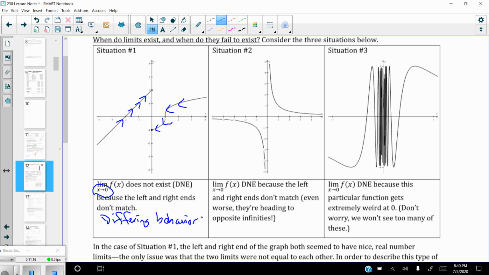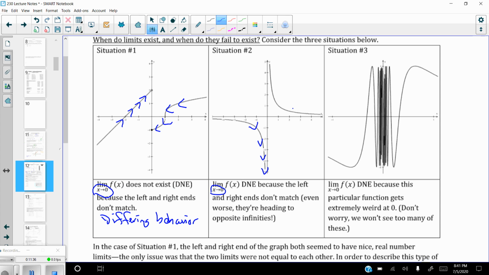Okay, that's one way a limit can fail to exist. The middle one, situation 2, is again x approaches 0. Well, the first one, as you approach from the left, the graph is going to keep on going down. It technically keeps going down forever. It's actually approaching negative infinity.